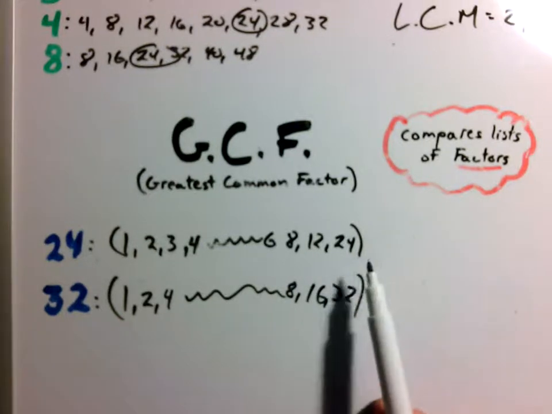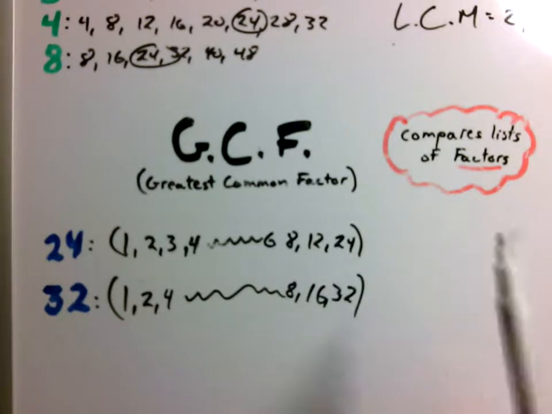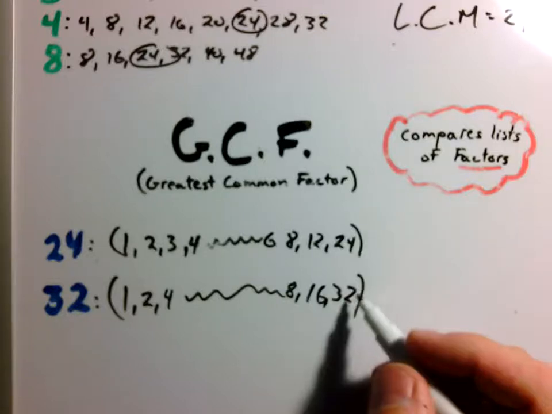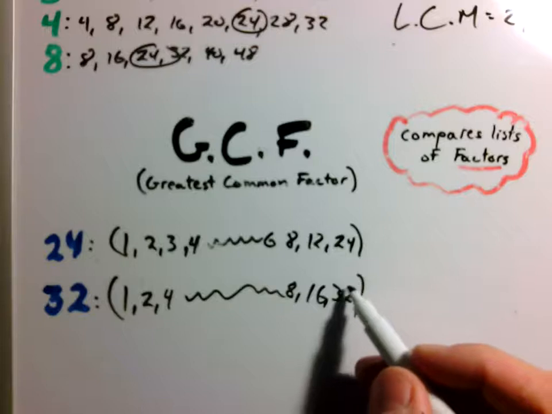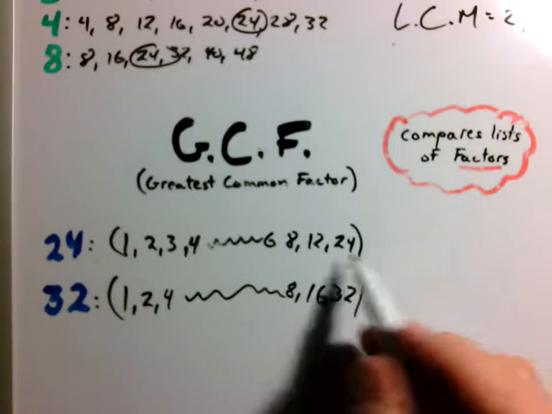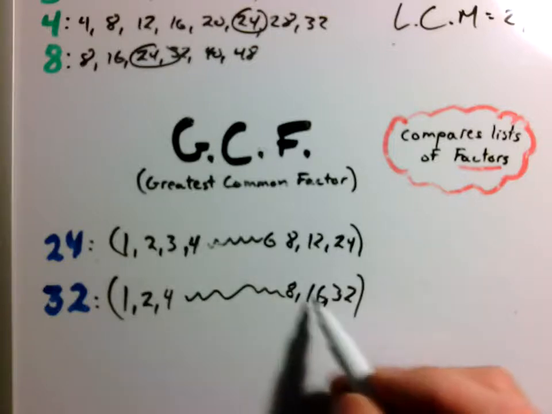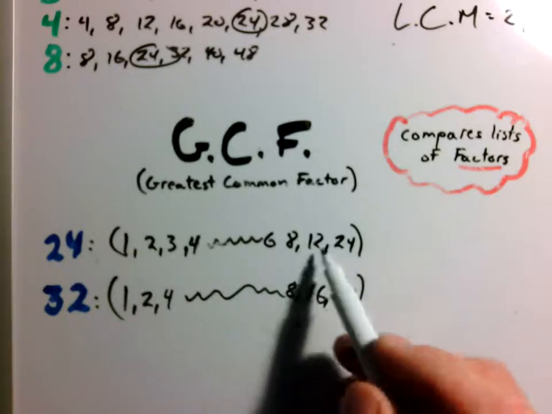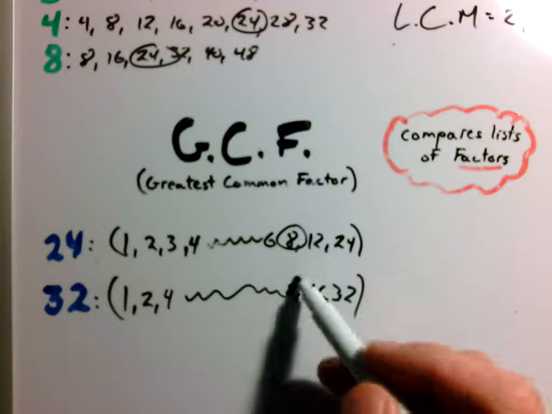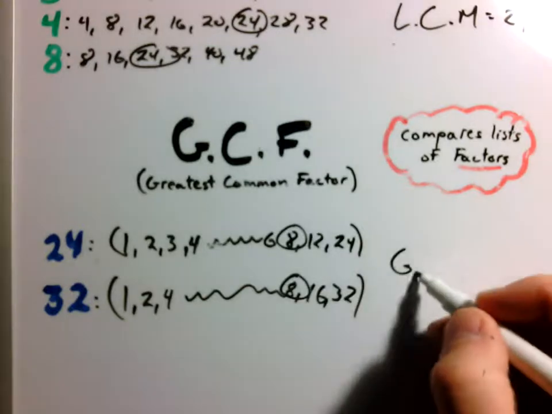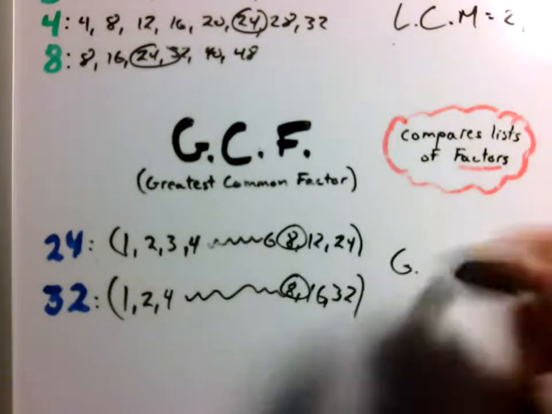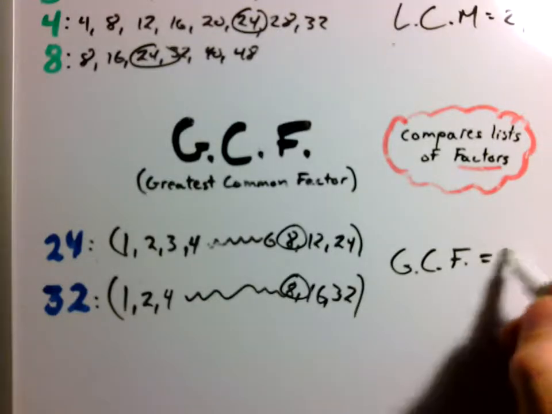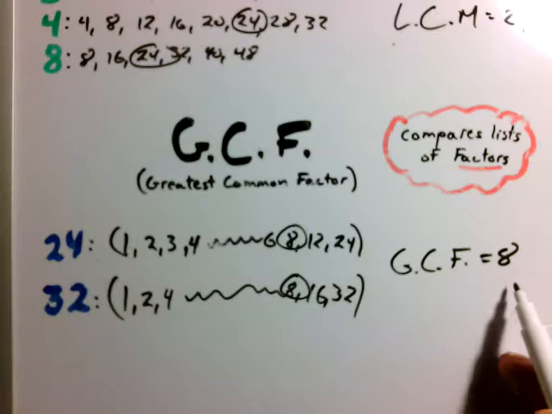Now we just scan our list, but this time we start at the right hand side, or the largest factors. Let's look at our biggest number here. 32, not in common with my factors of 24. 16, do I have that in my factors of 24? No. 8, do I have that in my factors of 24? Yes, I do. It's right there. So that is my greatest common factor, GCF, of 24 and 32. GCF is 8.